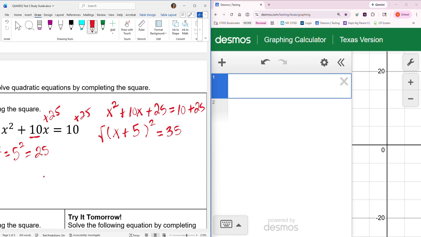All right, now we're going to take the square root of both sides. That's like the previous lesson. And now this becomes x plus 5 equals plus or minus the square root of 35.